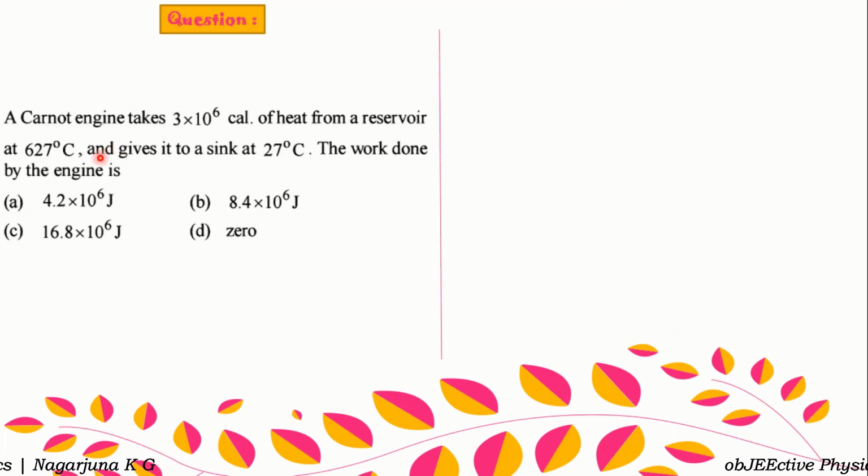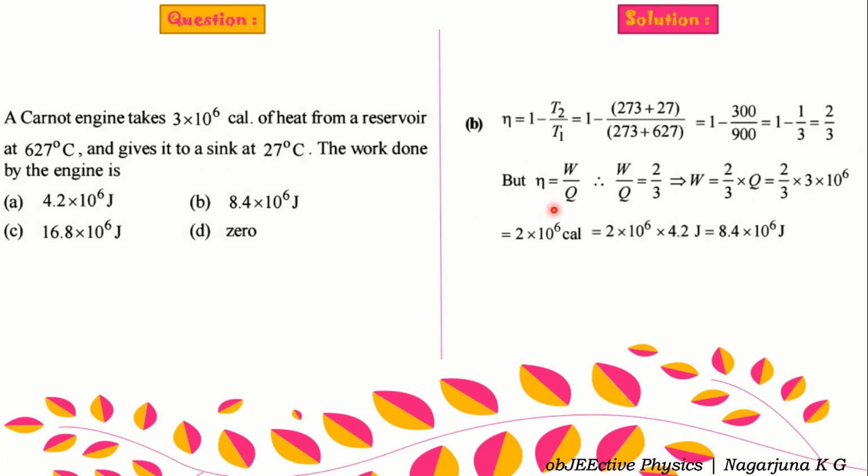A Carnot engine takes 3 into 10 power 6 calories of heat from a reservoir at 627 degrees Celsius and gives it to a sink at 27 degrees Celsius. The work done by the engine is? Solution.